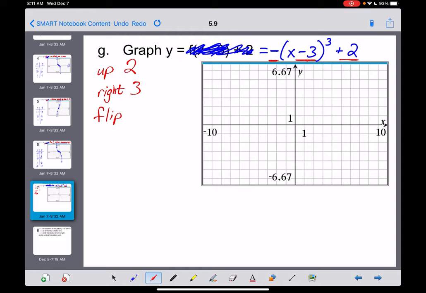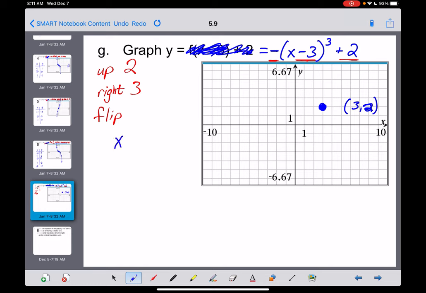Okay, so with those 3 things in mind, let's think now. Don't put this in your notes just yet, but my normal starting point is the origin, but I'm going to move that point up 2 units, 1, 2 up, and then right, 1, 2, 3 right here. The flip doesn't impact this starting point here at all. So I believe, I could be wrong, but I'll verify, I believe that my starting point here is (3, 2).